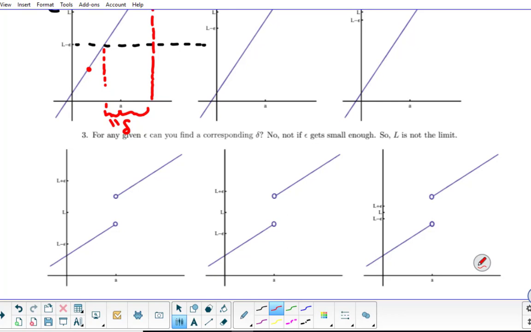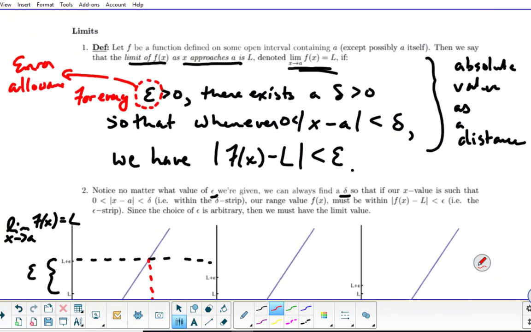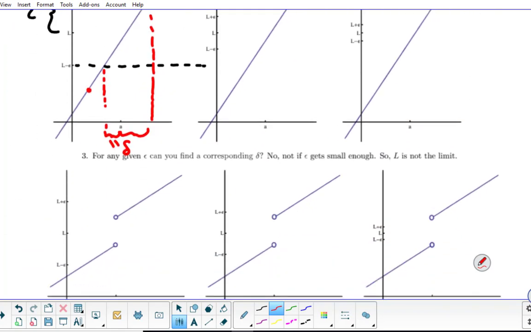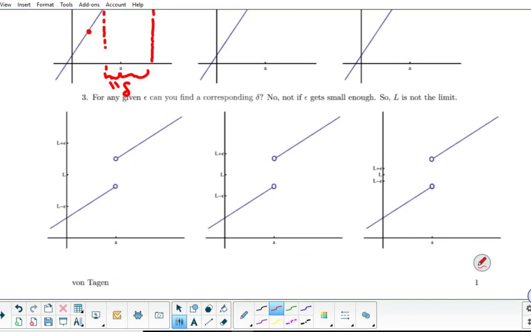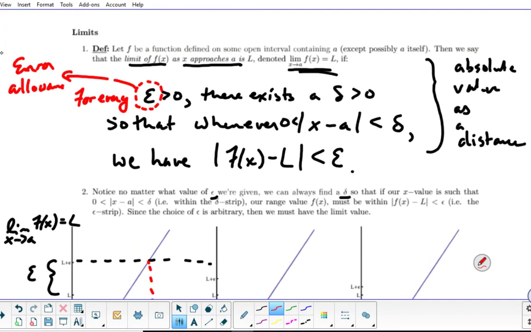So let's see that we've satisfied the definition. Somebody specified an epsilon to us. Were we able to find a delta? Yes, we were. This is the length of our delta. Whatever that distance is, that's the length of our delta. So as long as we pick x values within our delta strip, as I like to call it, we guarantee that our range values will be within our epsilon strip. And that's what we see.